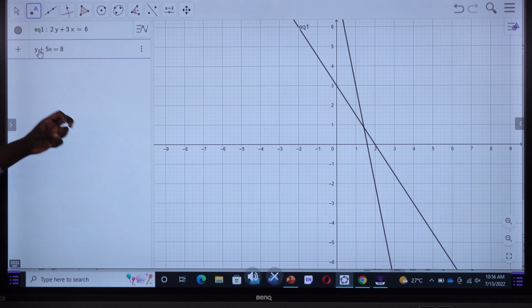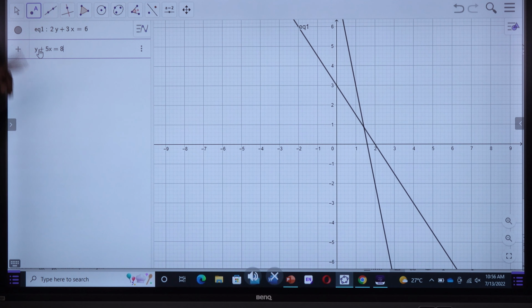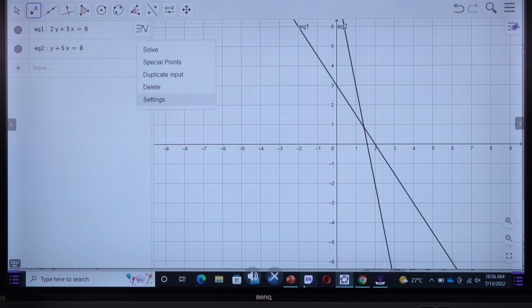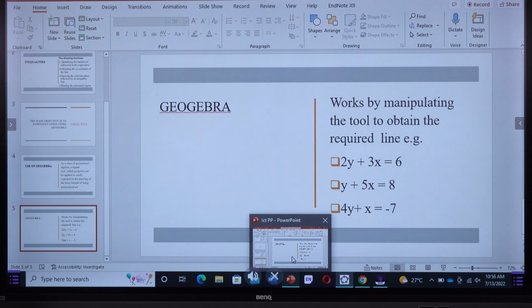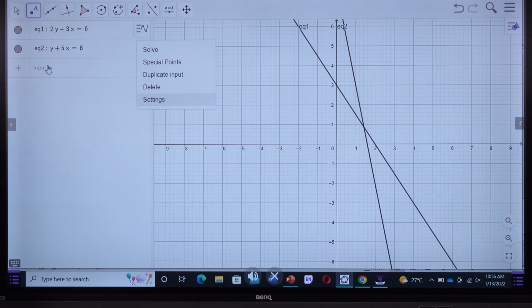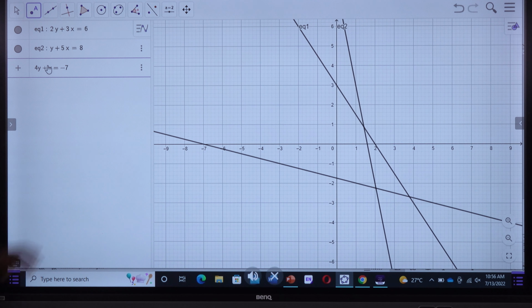And our concern is to get the wanted region, the region that will be satisfying the points or the equations that are meeting. Then I have the third one here. The third equation is given by 4y plus x is equal to negative 7. I input it here, 4y plus x is equal to negative 7. I have the line drawn.